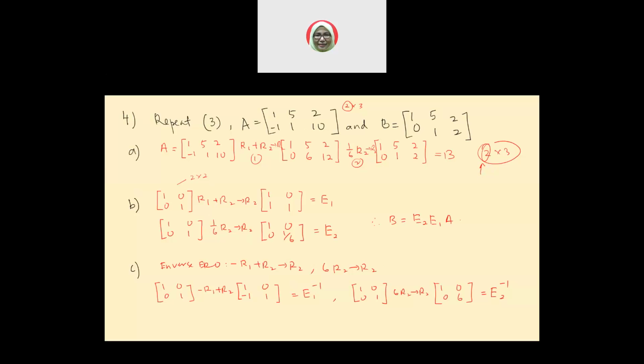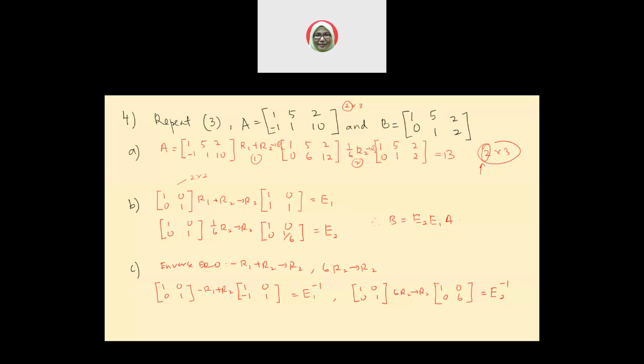So R1 plus R2 is the first row operation, performed on the identity matrix to get E1, right? Then perform the second row operation on the identity matrix of order 2 to get E2. So the sequence of elementary matrices is E2 multiply E1 multiply A, right? Then we want to get the inverse, the inverse elementary row operation, right?